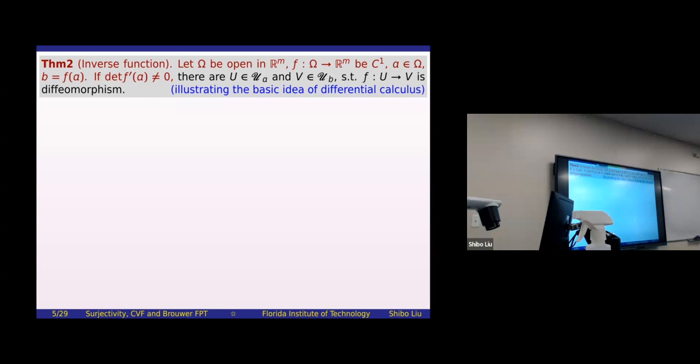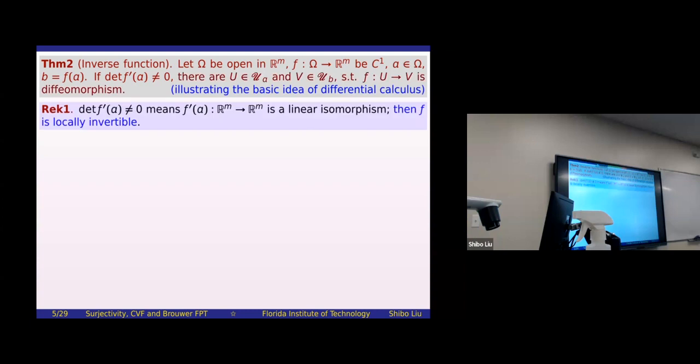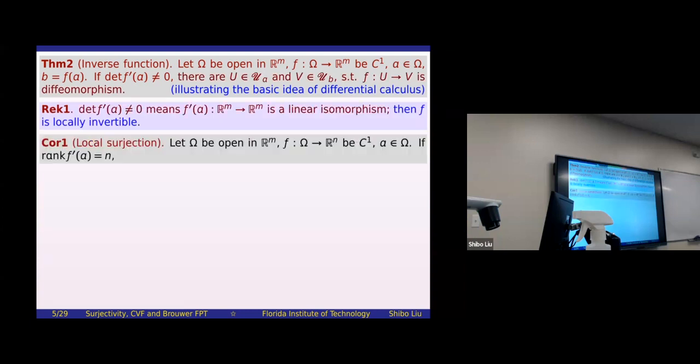The derivative has some property, then the map f, the nonlinear map f itself has that property, invertible locally. Okay. So as a corollary of the inverse function theorem, we have the local surjection theorem. The inverse function theorem dealt with the case that the domain and the codomain have the same dimension n. Now, sometimes we need to consider a map from m dimensional to n dimensional. The dimensions are not the same, but we still have some similar result.